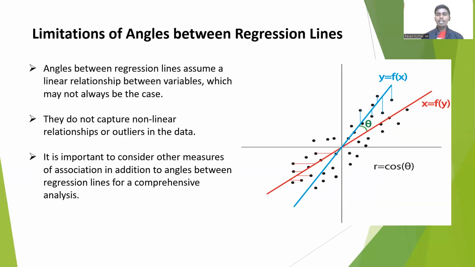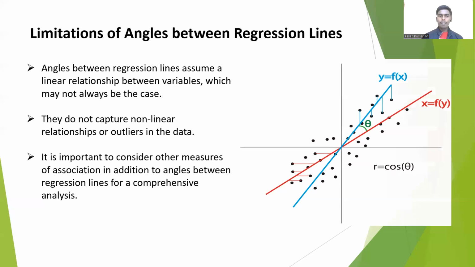Limitations of angles between regression lines. Angles between regression lines assume a linear relationship between variables, which may not always be the case. They do not capture non-linear relationships or outliers in the data. It is important to consider other measures of association in addition to angles between regression lines for a comprehensive analysis.